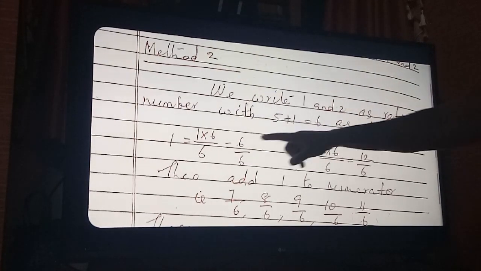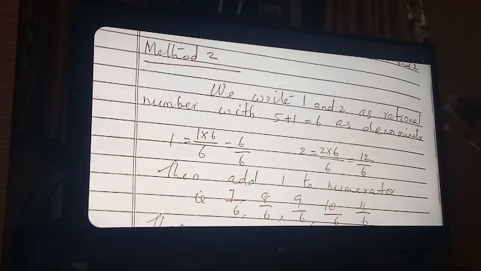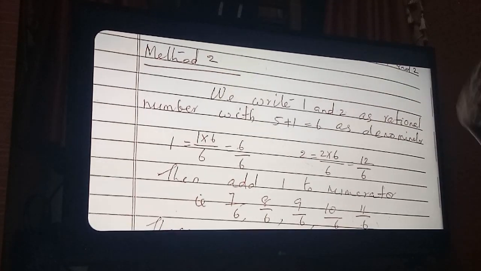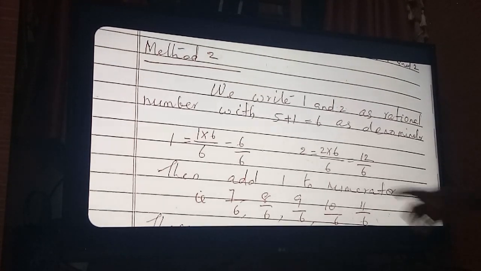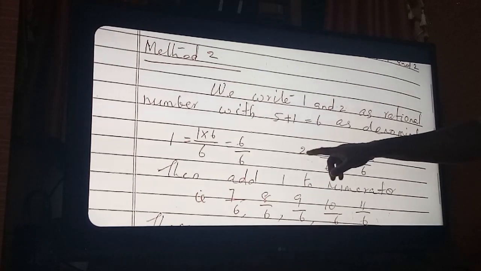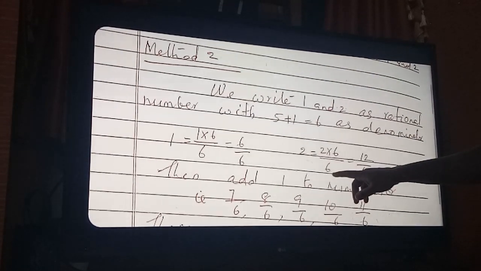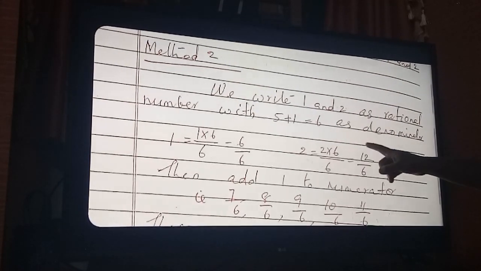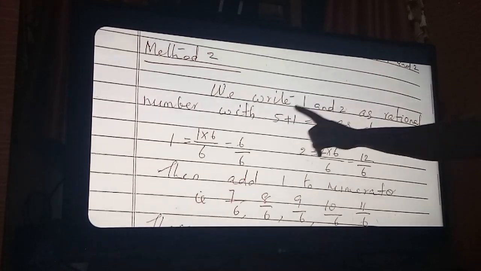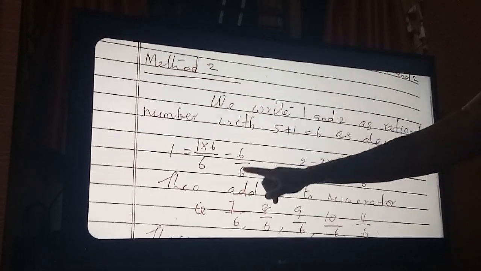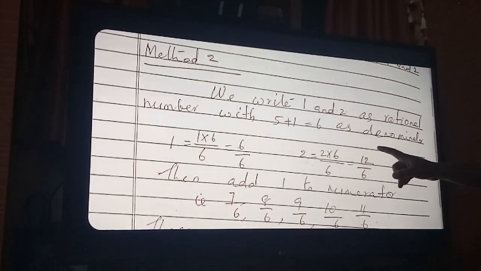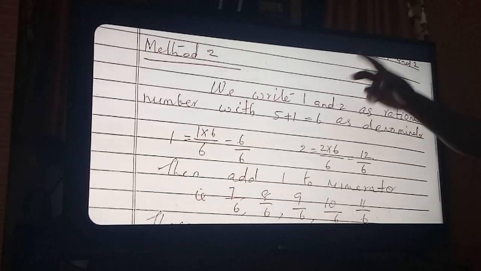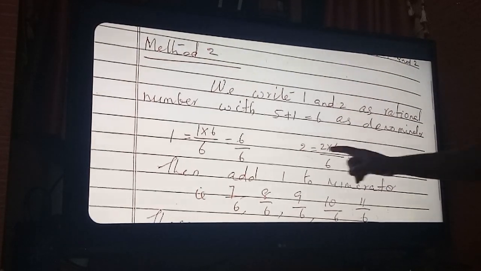So the method is this much only. Make this 6 the denominator. 6 as the denominator means what will you do? Multiply the numerator also by 6. Here also the same. 2 I have written here, 6 as the denominator, and I multiplied 6 on the upside also. So 2 into 6, how much did you get? 12 by 6. So 1 I made in the form 6 by 6, 2 I made in the form 12 by 6. So 6 by 6 means 1, 12 by 6 means 2.